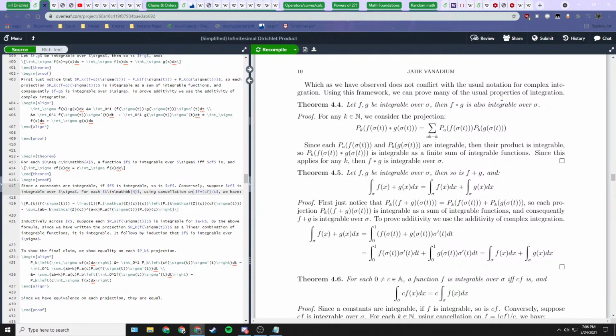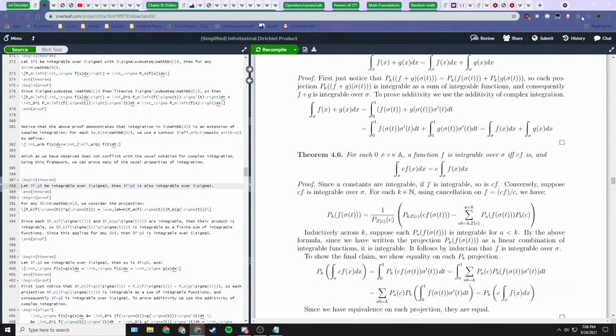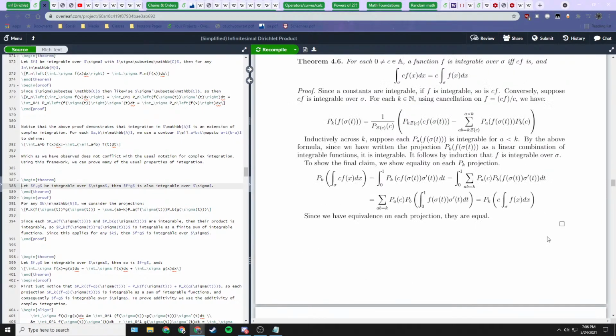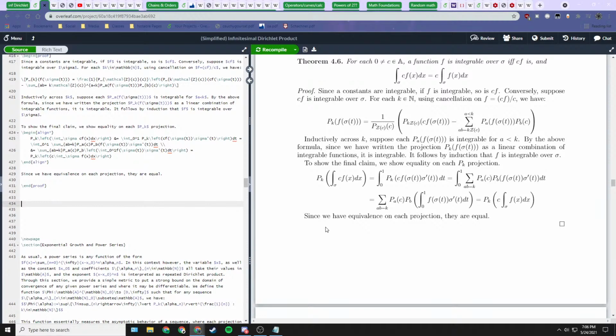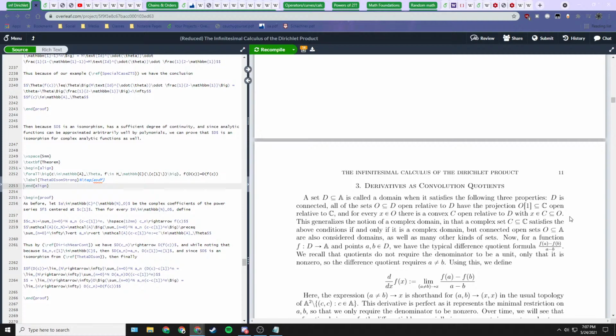Okay, so we've got products. Products of integrable functions are integrable. Sums of integrable functions are integrable. And integration is fully linear, where a function is integrable if and only if itself times some non-zero constant is integrable. So that gives us full linearity. So we can make a note of that. Let's see what's next. We have a whole bunch of theorems that we need to port over and prove.